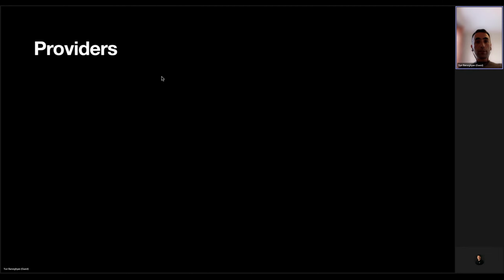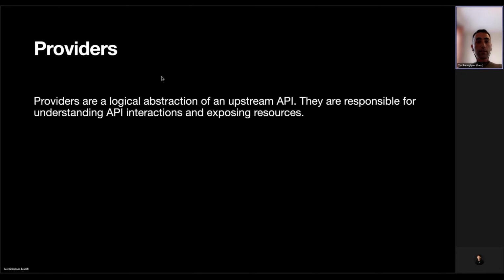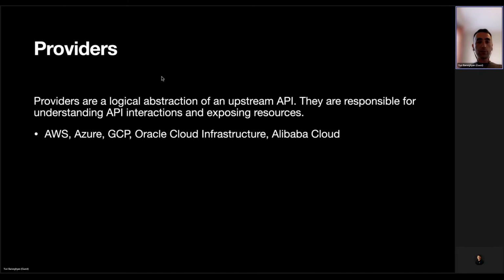What are the providers? Providers are logical abstractions of those upstream APIs. They encapsulate and implement the API, and they are responsible for interacting with those various APIs to negotiate, on your behalf, the resource creation and achieve what you are trying to do. There are multiple implementations of those providers for public clouds like AWS, Azure, GCP, and others. Then there are some open source providers like Kubernetes, Helm, Databricks, Consul, and many others.